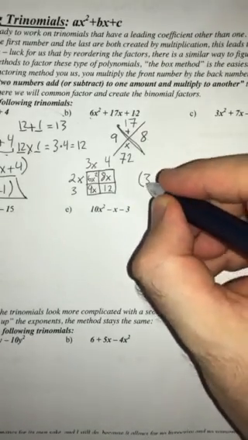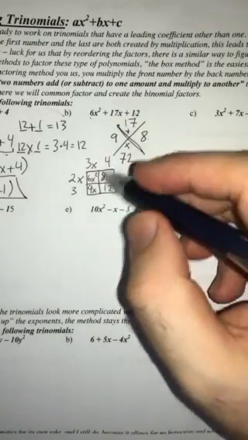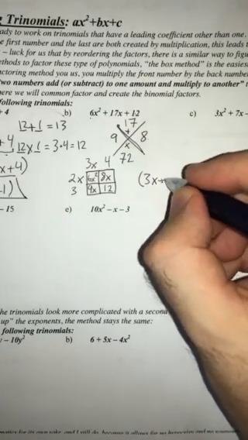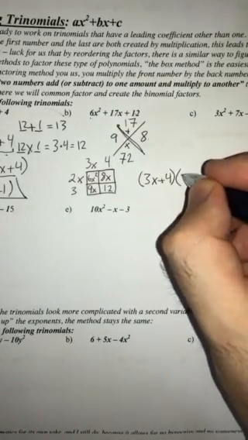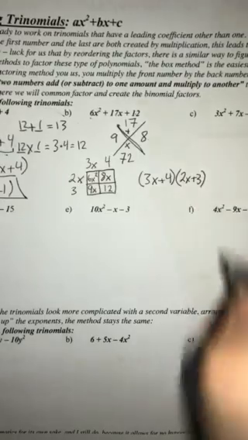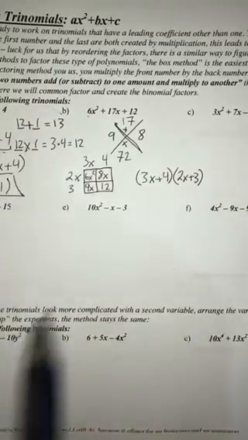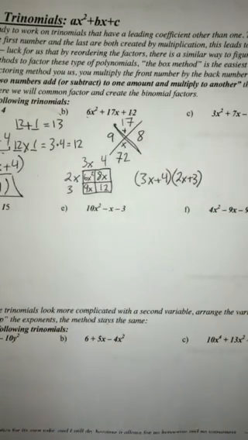It's just simply 3x. Now, because these are both positive, when I factor it out, it's going to be positive. So 3x plus 4 times 2x plus 3. And that's factored. So it's actually the same kind of method we did in the first one. It's just a different kind of notation with it.